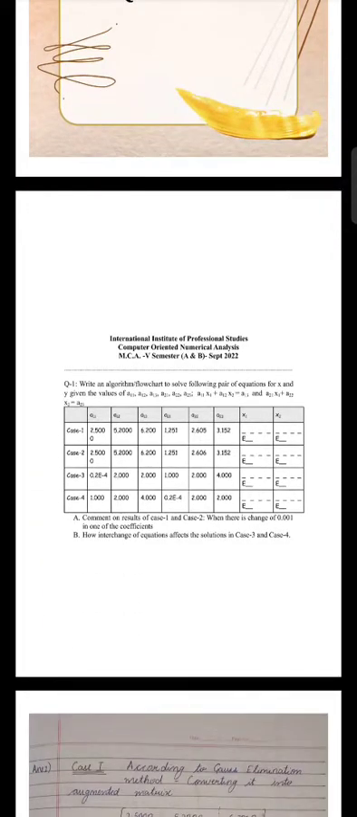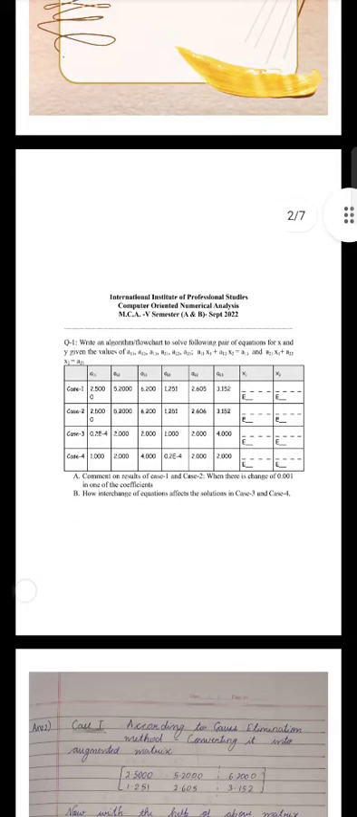The question number 1 is: write an algorithm flowchart to solve the following pair of equations for x and y, given the values of a11, a12, a13, a21, a22 and a23. Given that a11x1 plus a12x2 is equal to a13 and a21x1 plus a22x2 is equal to a23. Question A: comment on the results of case 1 and case 2 when there is a change of 0.001 in one of the coefficients. Question B: how does interchange of equations affect the solution in case 3 and case 4.